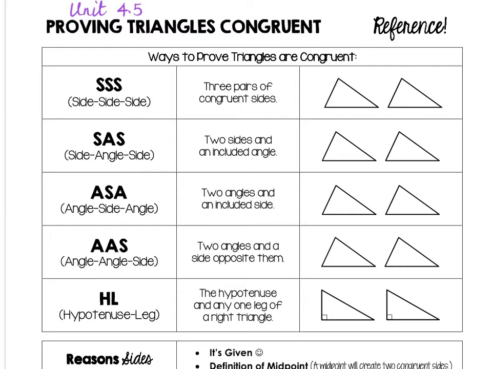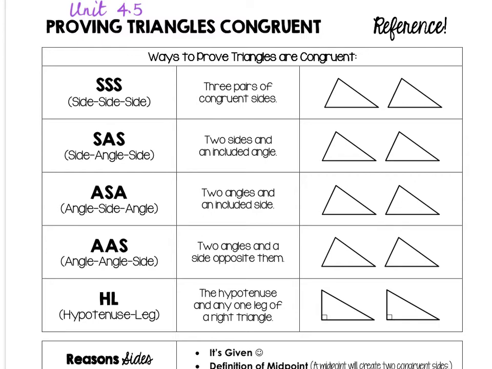On the first page of your packet is a reference sheet, and these are 5 very important theorems that use the sides and the angles to help you draw the conclusion that triangles are congruent or not. So first of all, it's SSS, which stands for side, side, side theorem. What that theorem says is that if I have 3 pairs of congruent sides, then I have one pair of congruent triangles. In other words, the 2 triangles are congruent.